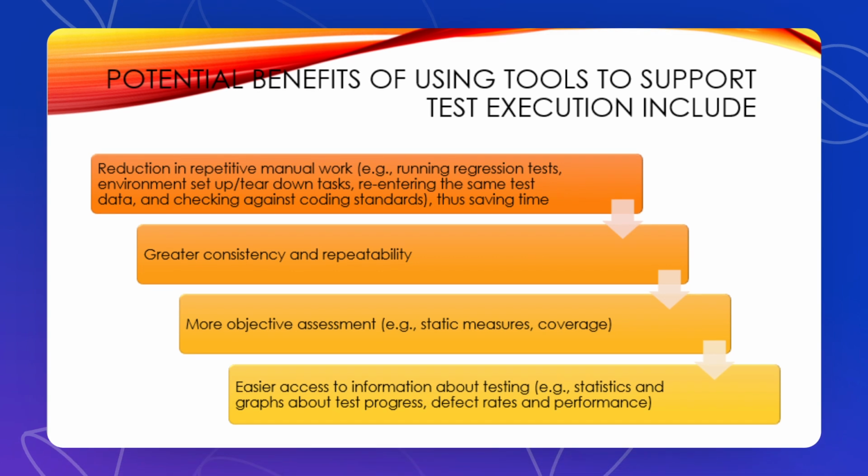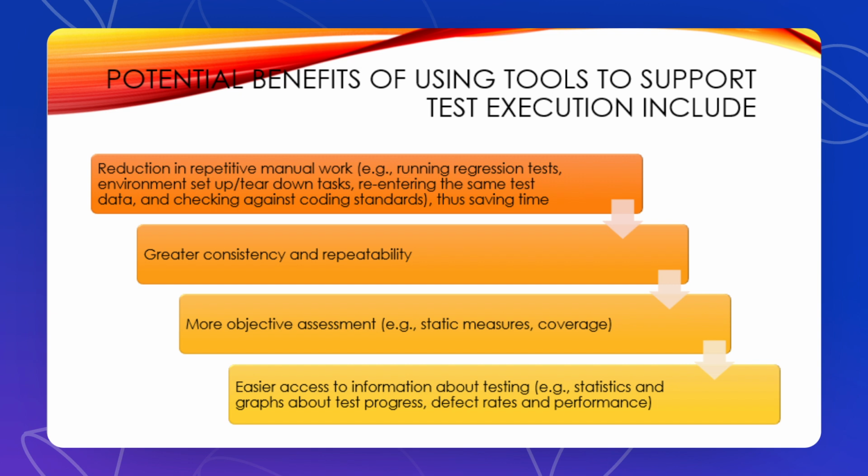Potential benefits of using a tool to support test execution include reduction in repetitive manual work, for example, running regression tests, environment setup and teardown tasks, re-entering the same test data, and checking against coding standards. Thus, it saves time. There is greater consistency and repeatability, and more objective assessment, for example, static measures and coverage. With static measures and coverage, we can do objective analysis instead of subjective analysis.